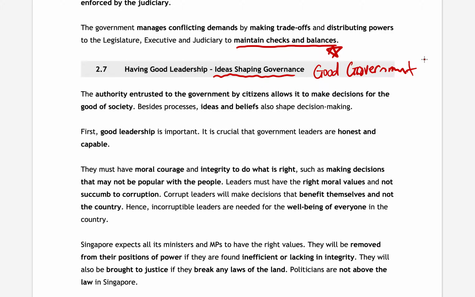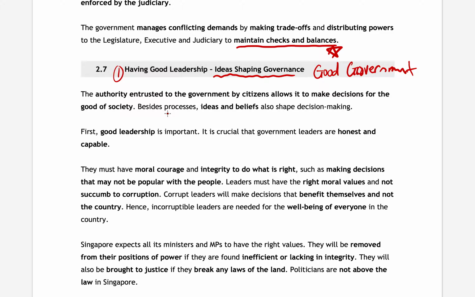Having good leadership, that is number one. It is very important that leaders of our government are honest and capable, so that they are trustworthy and can actually do their job well. They must have the moral courage to do what is right, even though certain decisions may not be popular, may cause them to be less popular with the people, or may cause them to lose an election. But they must know what is the right thing to do in those circumstances for the betterment of the majority.